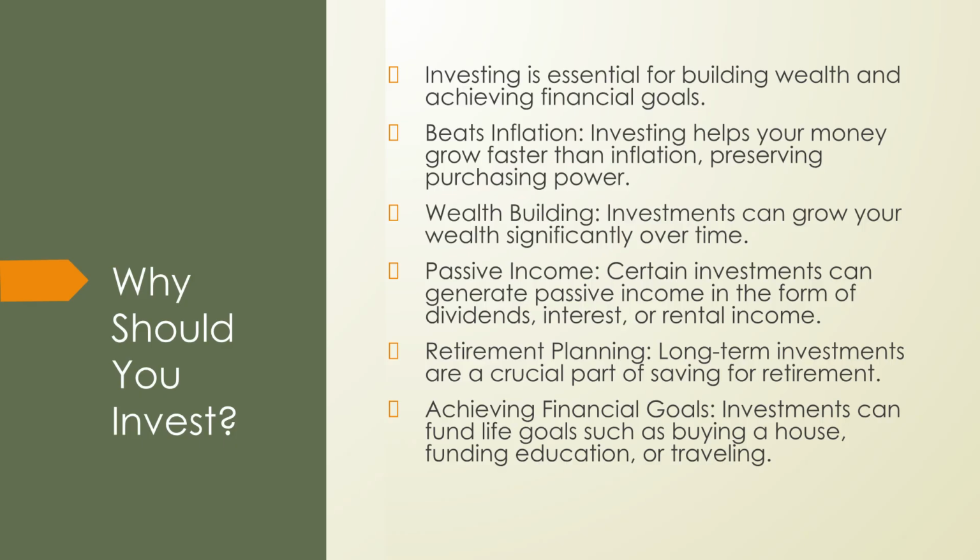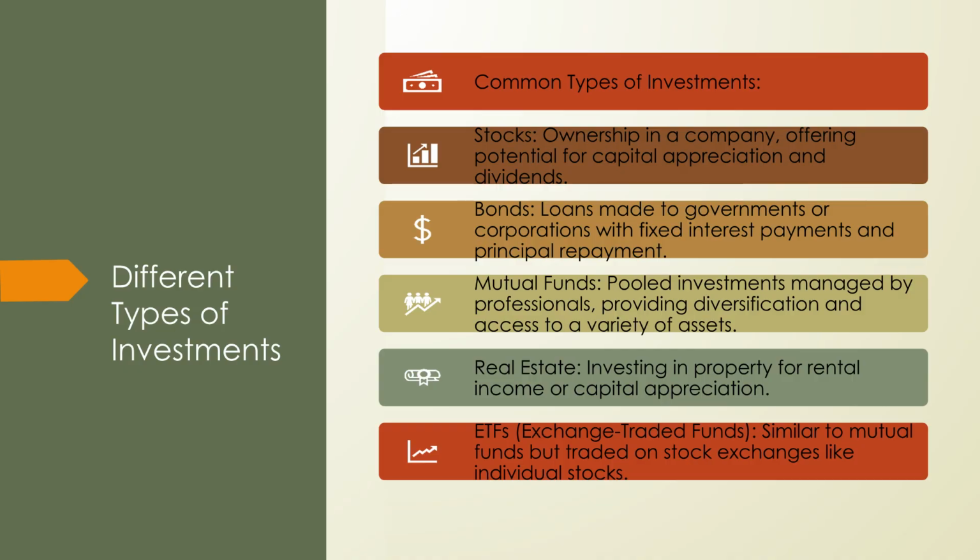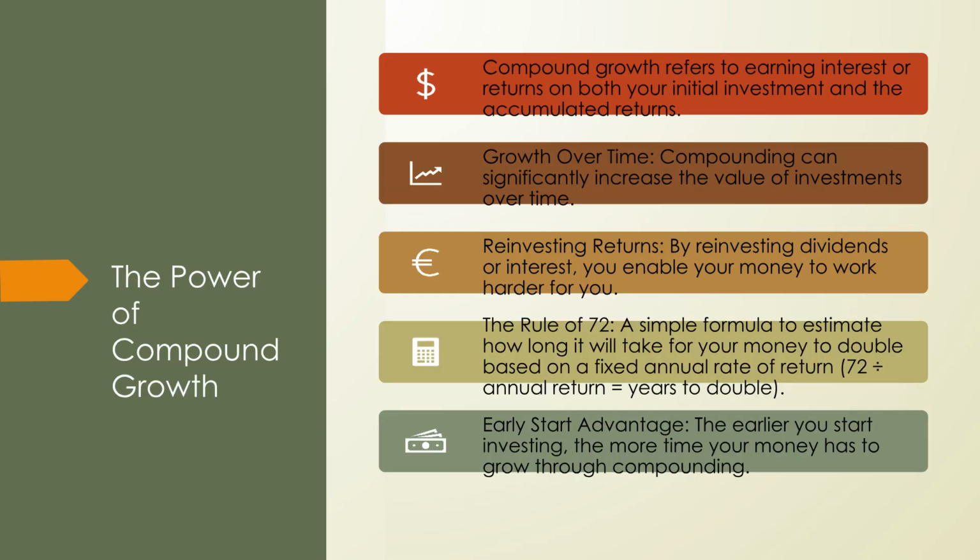Investing helps beat inflation, provides passive income, and is crucial for retirement planning. Common types of investments include stocks, which are ownership in a company, and bonds, which are loans to corporations or governments. Other types are mutual funds, real estate, and exchange-traded funds, or ETFs. Compound growth means earning returns on both your initial investment and your accumulated returns. This significantly increases investment value over time, especially when you reinvest returns. The Rule of 72 can estimate how long it takes your money to double.